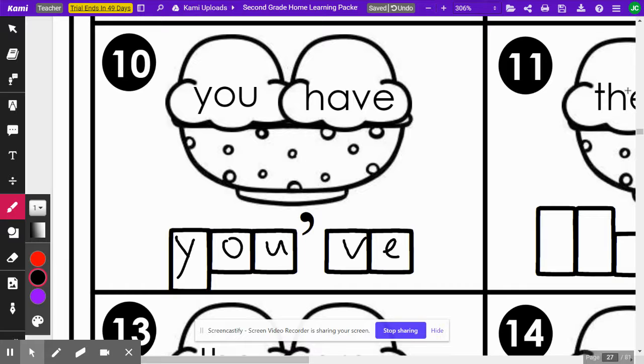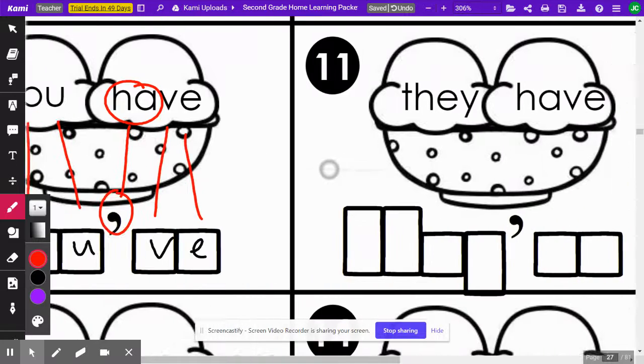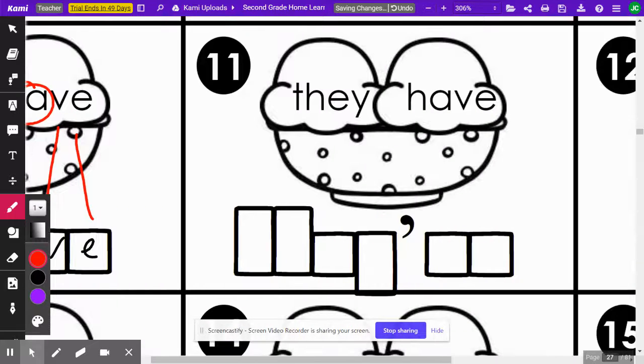You have. And we can see Y comes down, O comes down, U comes down. And this one, the H and the A are replaced with an apostrophe. And the V and the E come down. You've. They have. They have becomes they've.